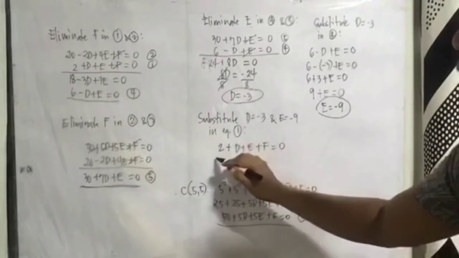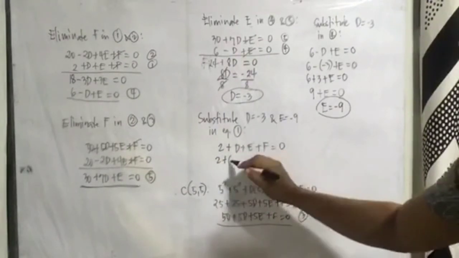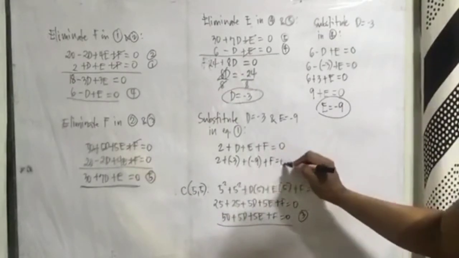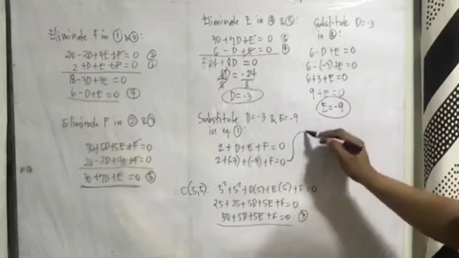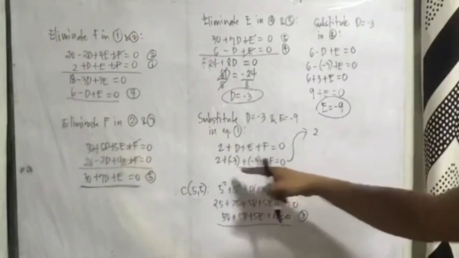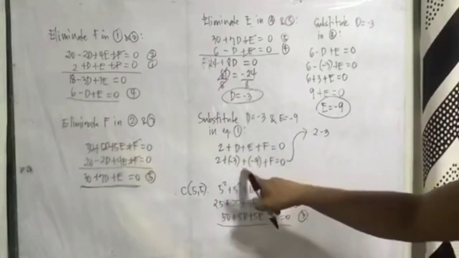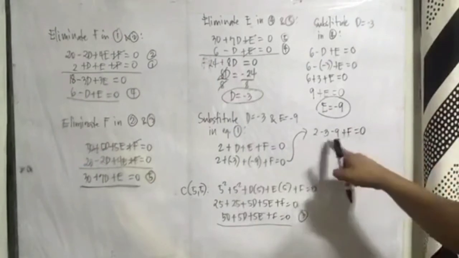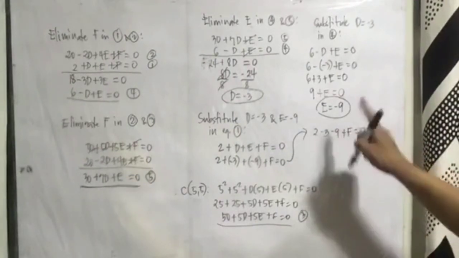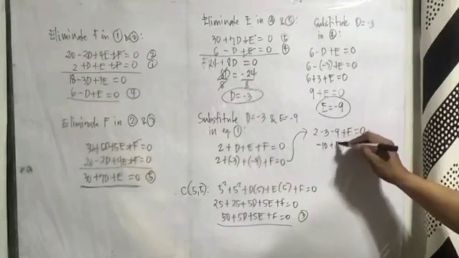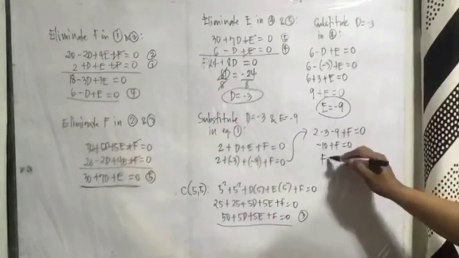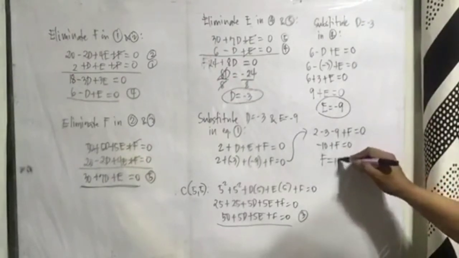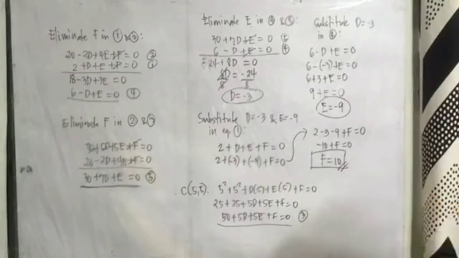Okay, then substitute. We have 2 plus our D, which is negative 3, plus our E, which is negative 9, plus F equals 0. Then we have 2, positive times negative is negative 3. Positive times negative 9 is negative 9 plus F equals 0. So 2 minus 3, negative 1. Negative 1 minus 9 is negative 10 plus F equals 0. So F now is equal to, you have to transpose, this is negative 10, on the other side, that will be positive 10. Okay, so this is our F.